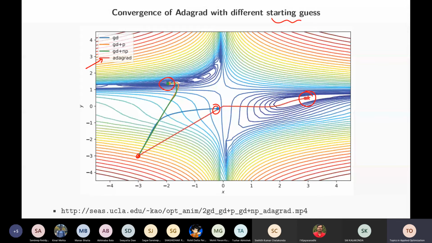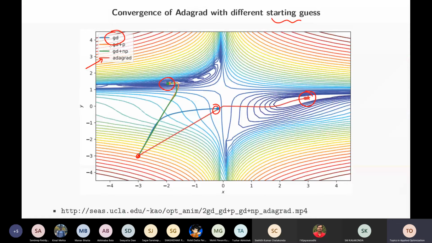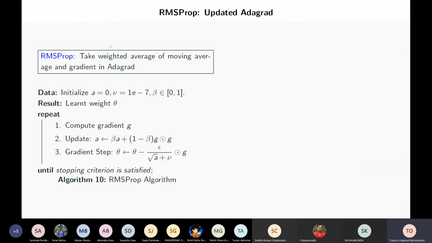There is a zoo of these things, so people just try actually. But people usually don't use SGD in general. They always use some momentum or AdaGrad or RMSprop and so on. RMSprop is a slight modification of the AdaGrad.